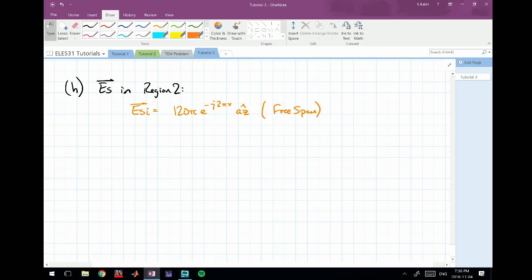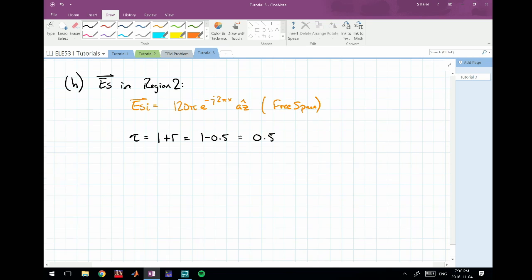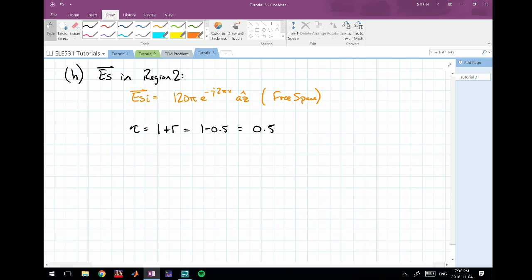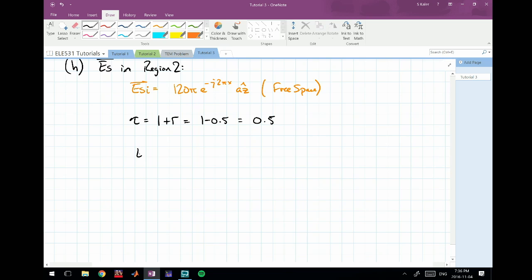So we have to start by finding the transmission coefficient, tau. If you recall, tau equals 1 plus gamma, which is 1 minus 0.5, which is 0.5. So therefore, the amplitude of the transmitted wave, let's just say EST, will be 120 pi times 0.5 e to the minus j beta 2 x, AZ, that doesn't change, and this will be volts per meter.